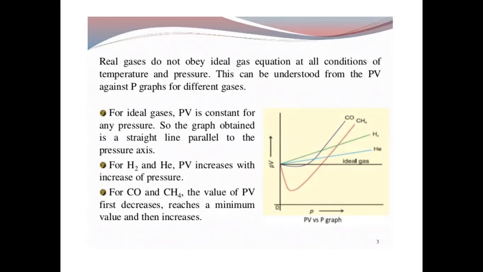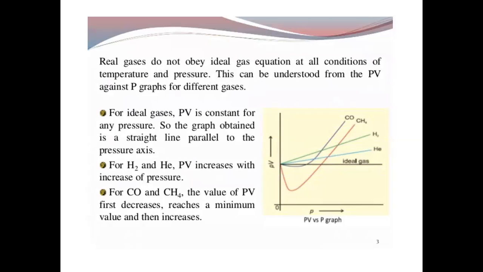How is this positive deviation, negative deviation being decided? By means of one factor which is known as compressibility factor. So for ideal gases, students, Z is equal to 1. Z stands for compressibility factor, right? And for real gases, Z is not equal to 1. It may be greater than 1 or smaller than 1.